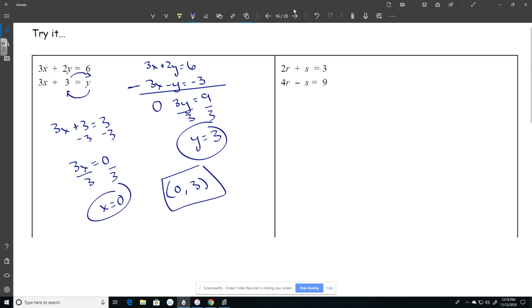Go ahead, try this last one on your own. Pause the video, see if you can do it, and then restart it, and we'll see how you did.